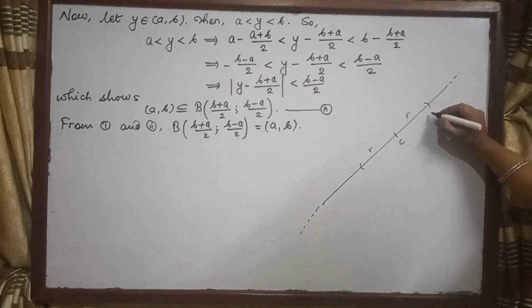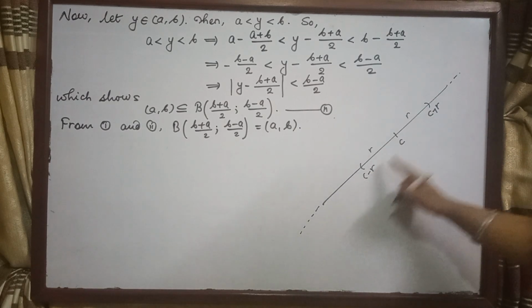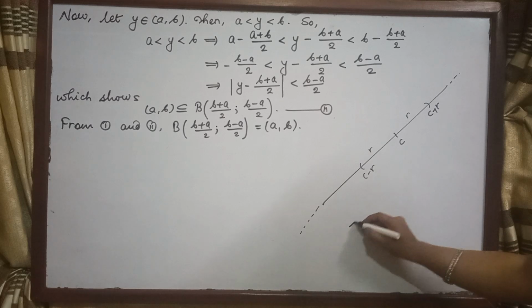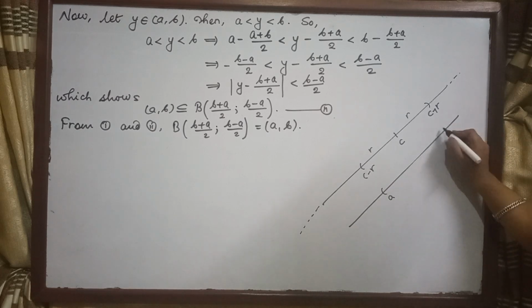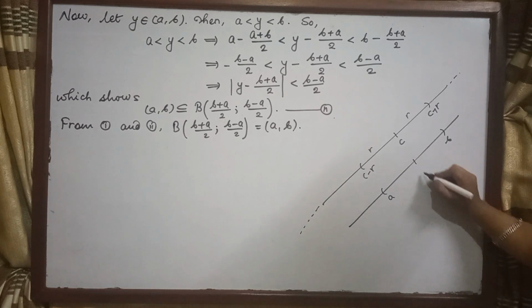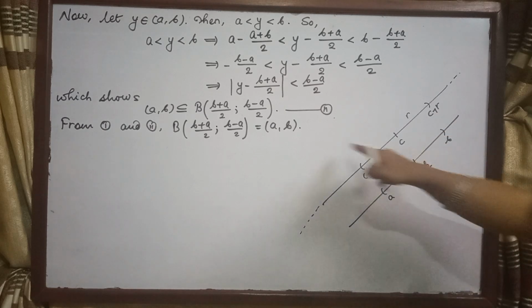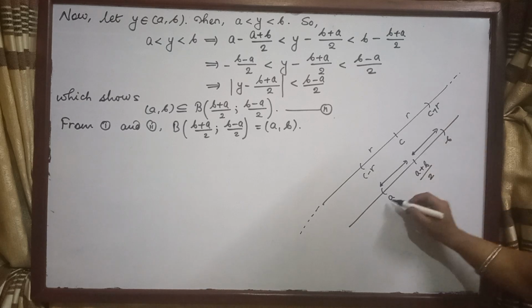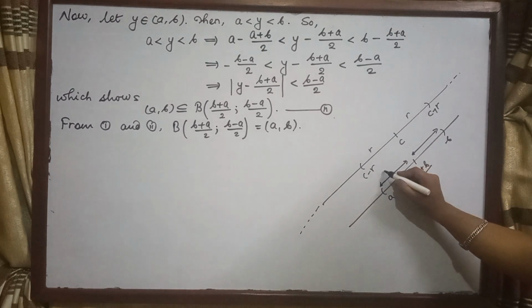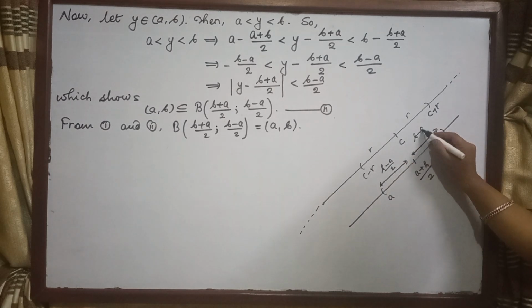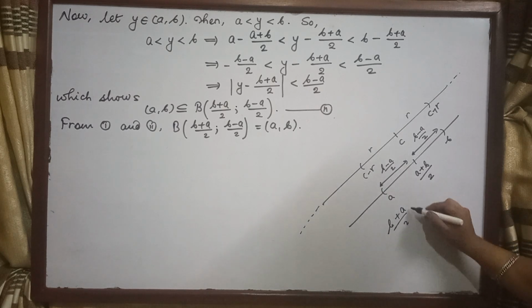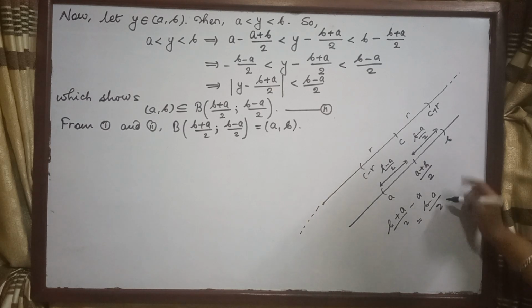This interval is what we obtained before, in the first result. In the second result, we had A over here and B over here. The midpoint, (a+b)/2, will serve as the center. This distance is equal to this distance, since this is the midpoint of the line segment, and each is (b−a)/2. Basically, (b+a)/2 minus a is equal to (b−a)/2, and similarly on the other side.